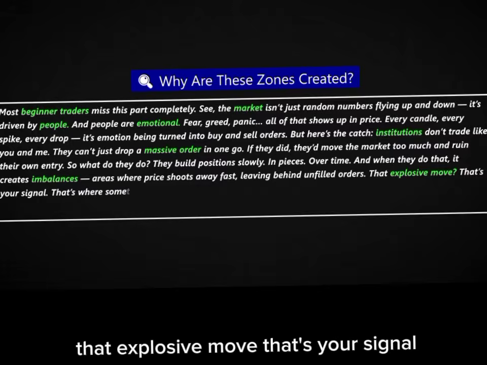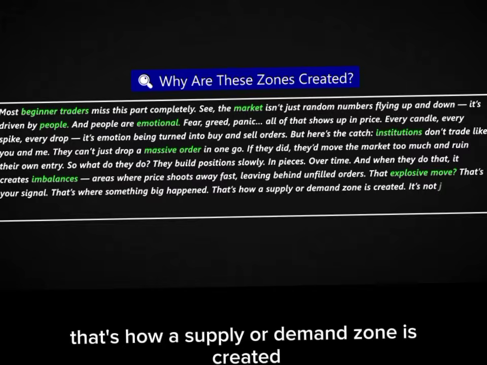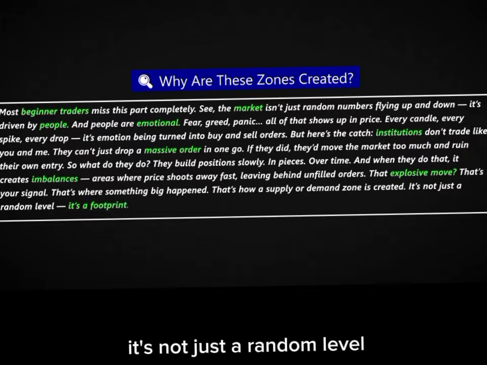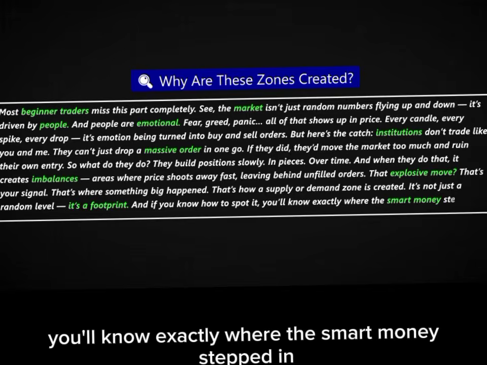That explosive move, that's your signal. That's where something big happened. That's how a supply or demand zone is created. It's not just a random level, it's a footprint. And if you know how to spot it, you'll know exactly where the smart money stepped in.